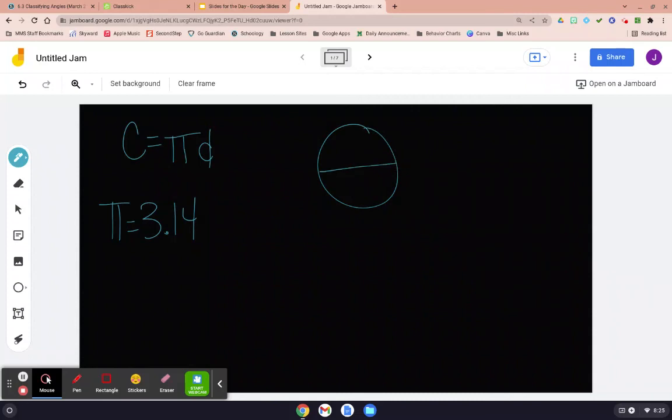All right, the last thing is finding the circumference of a circle. So circumference, remember, is equal to pi times the diameter. We use 3.14 for the pi symbol. And if we remember, diameter is all the way across, and the radius is only halfway across.